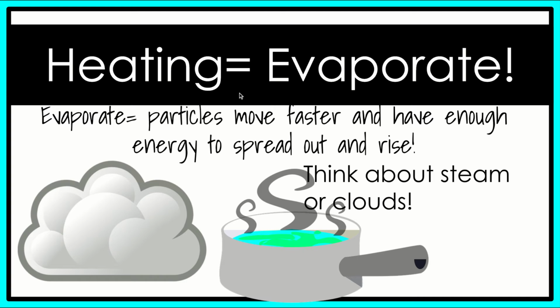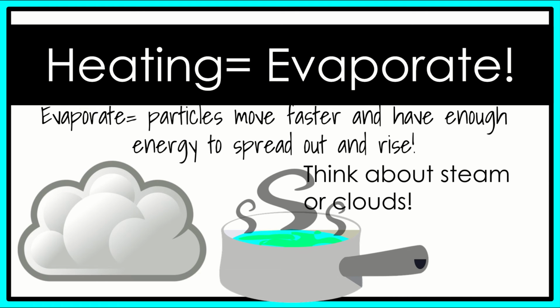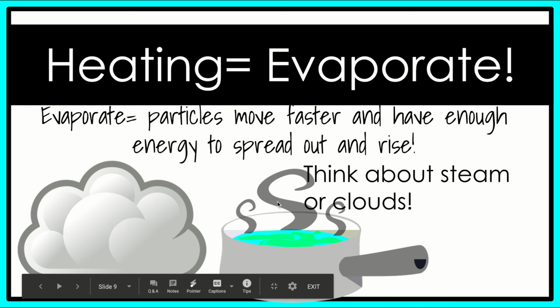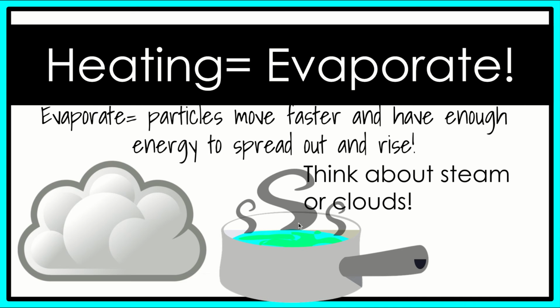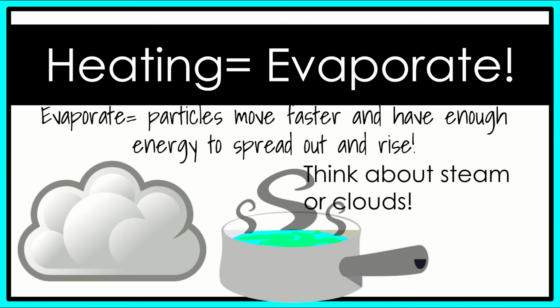Heating means evaporate. So let's look at evaporate one more time. Evaporate means the particles move faster and they have enough energy to spread out and they rise. So that's how we see clouds up in the sky. That's how water gets into the sky to make clouds. And that's also what happens when something that's boiling starts to steam. Okay? Or we have moisture that goes above our pot of boiling liquids or a pot of boiling water. That's because that liquid has evaporated. Evaporate is when a liquid turns into a gas.